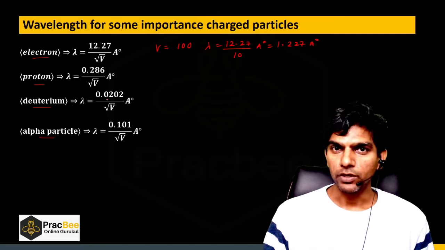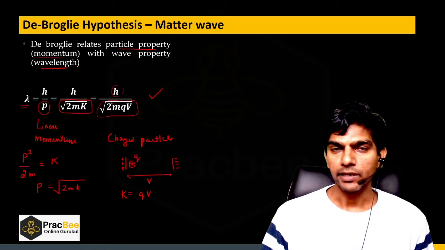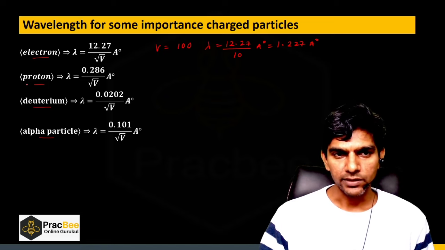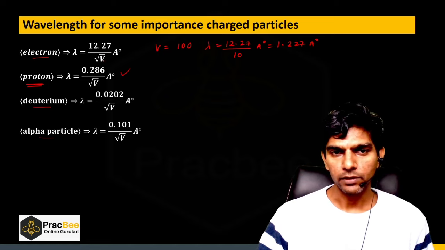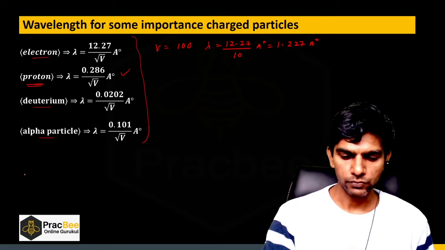So I would recommend to remember these formulas, because otherwise, if you convert these known factors in exam, it will take lots amount of time. So I would recommend do remember these formulas. So in case of proton, the factor will become 0.286. In case of deuterium, it becomes 0.0202. In case of alpha particle, it becomes 0.101. Right? So do remember these formulas.